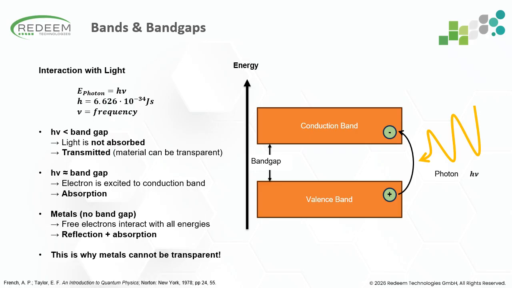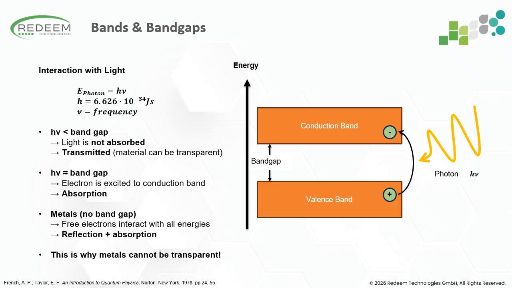Metals behave differently because they have no band gap. So electrons can interact with photons over a broad energy range. So light is mainly either reflected or absorbed rather than transmitted. And this is why metals can never be transparent.